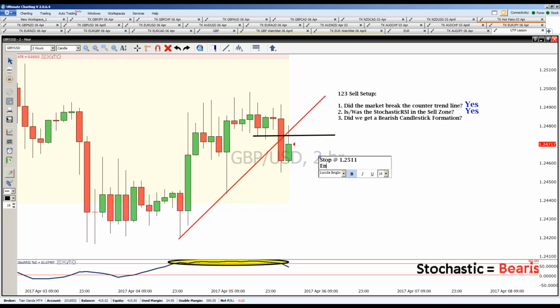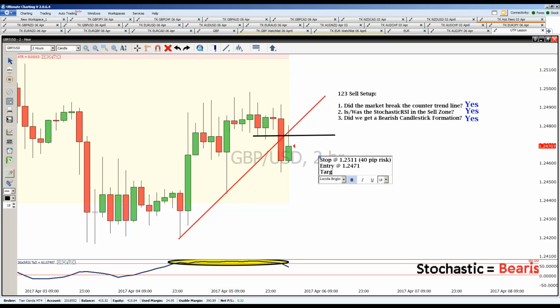Okay, great. So if I take a sell right now, we can see the market is at 1.2471, because face it, we have a bearish candlestick formation, we got a counter trend line break, and we got the stochastic RSI in the sell zone. I need to take a sell now. The price I'm going to get is 1.2471. That means I'm going to risk 29 pips plus 11. I'm going to risk 40 pips.